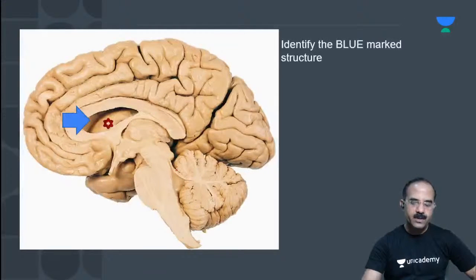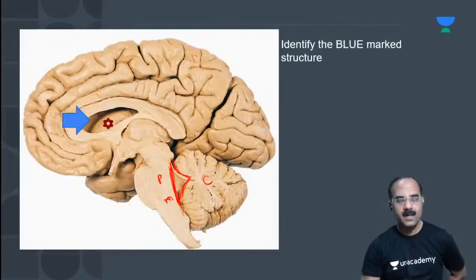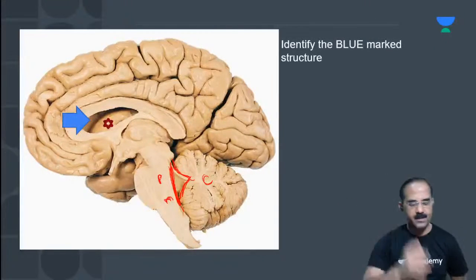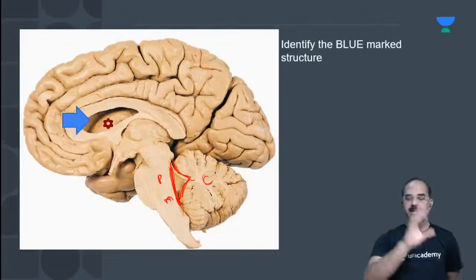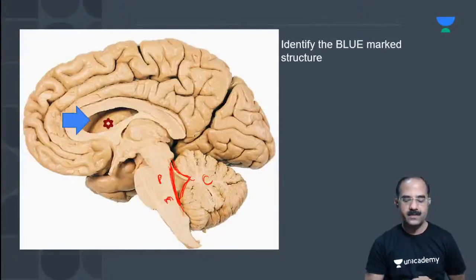So tell me, what is going to form the roof of the fourth ventricle? The roof is formed by the cerebellum, and the floor of the fourth ventricle is formed by the pons and the medulla. Is this clear? The slide is clear to all of you? Any doubts you have in this? Any doubts?